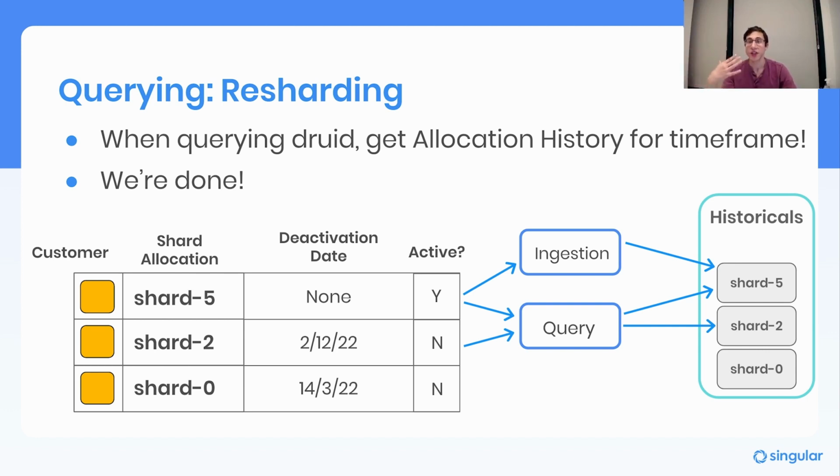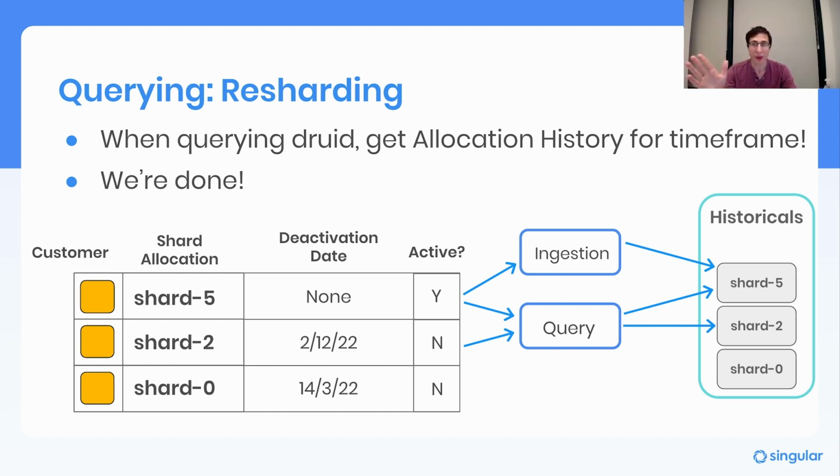So on ingest, it's very easy. When we want to ingest, instead of querying the feature flag, we just query this table and find the active shard allocation. In this case, it's shard 5, and so then we know, no problem, we just ingest to shard 5. All new data will go to shard 5.